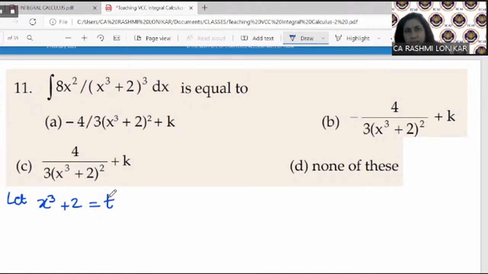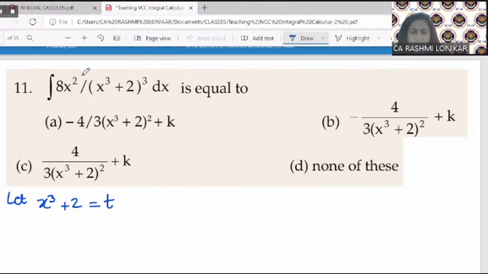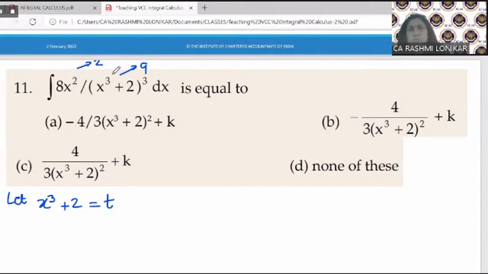Now first, I should see whether I can divide it. What is the power of x in the numerator? Power of x in the numerator is 2. What is the power of x in the denominator? 3 into 3, that is 9. So can I divide the numerator with the denominator? No. So I cannot use the division method. So the next method that I do is the substitution method. So that is why I put x cube plus 2 to be equal to t. That is my first step.